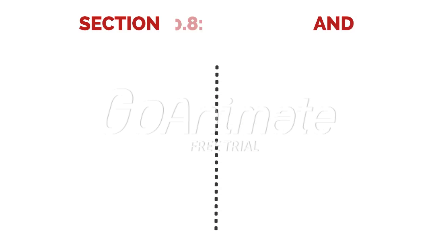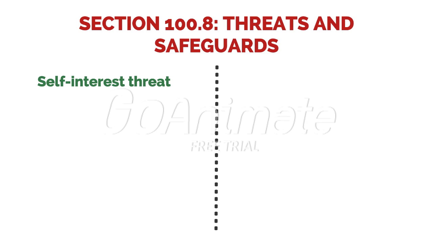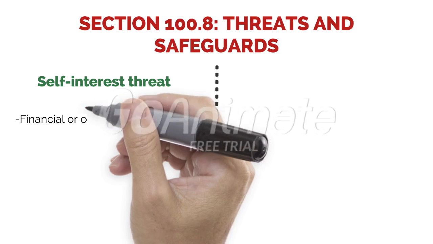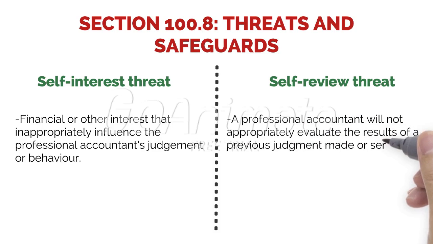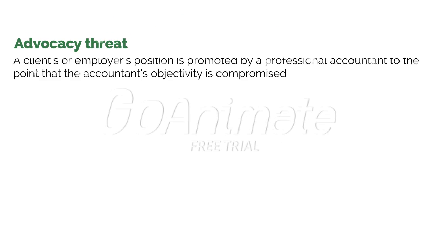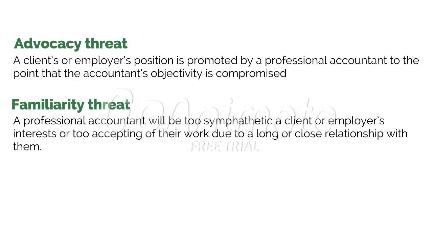There are 5 types of threats in Section 100.8 Threats and safeguards. First, self-interest threat. Financial or other interests that inappropriately influence the professional accountant's judgment or behavior. Second, self-review threat. A professional accountant will not appropriately evaluate the results of a previous judgment made or service performed. Third, advocacy threat. A client's or employer's position is promoted by a professional accountant to the point that the accountant's objectivity is compromised. Fourth, familiarity threat. A professional accountant will be too sympathetic to a client's or employer's interests or too accepting of their work due to a long or close relationship with them.